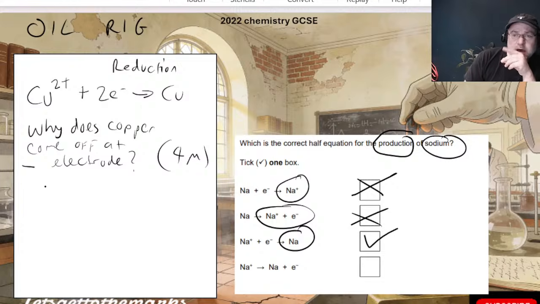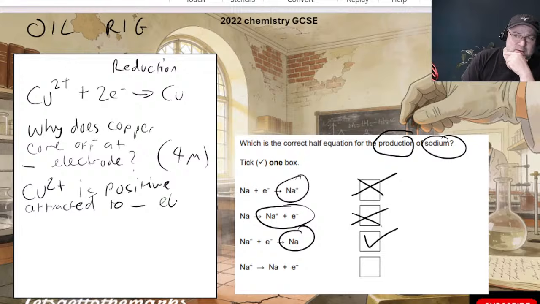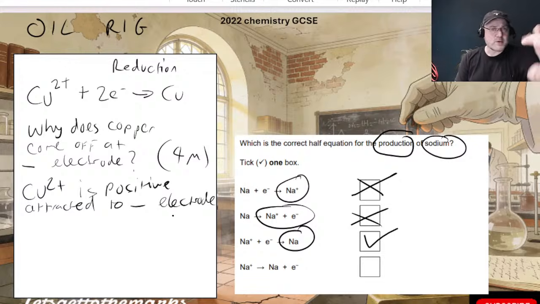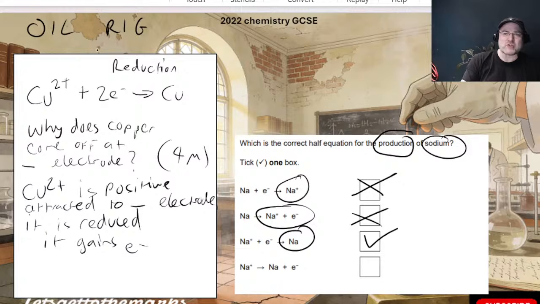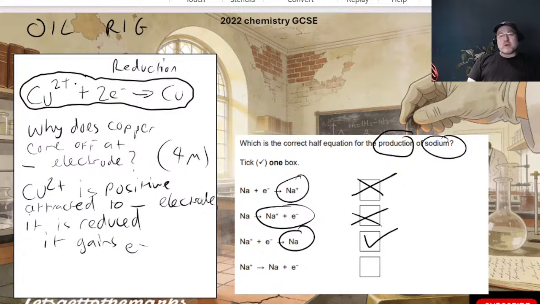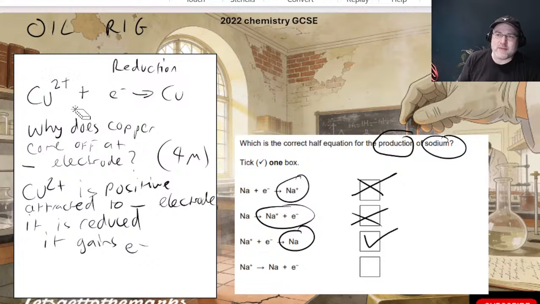What we want to say is Cu2 plus is positive, attracted to the negative electrode, right? Positive, negative attract. And then we want to mention OIL RIG. So we're going to say it is reduced. It gains electrons. And so you're saying all this wonderful information, and then if you're really smart, you're going to bust out the half equation because they love that as well. So it gains 2 electrons to become copper. So that will get you loads of marks, and you can. It's the same.